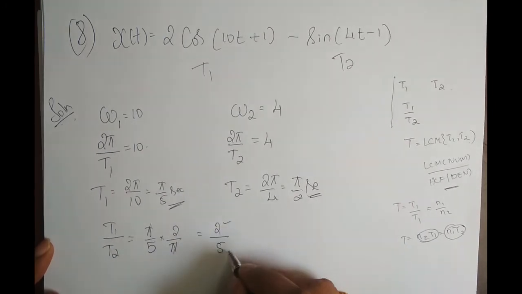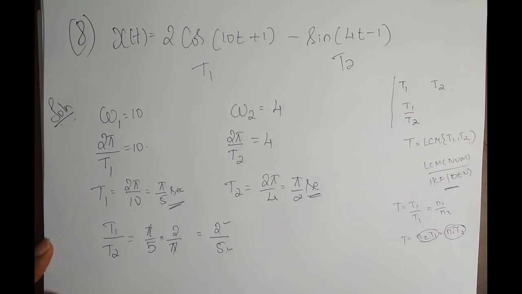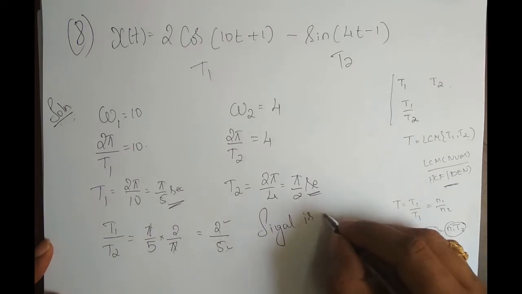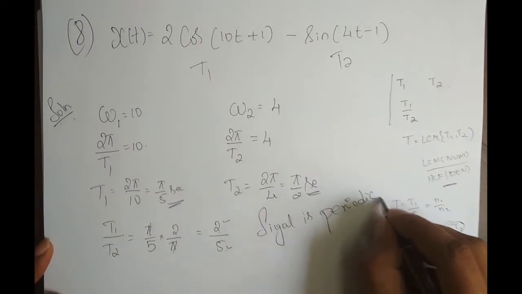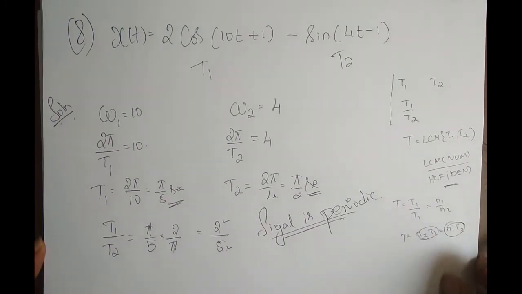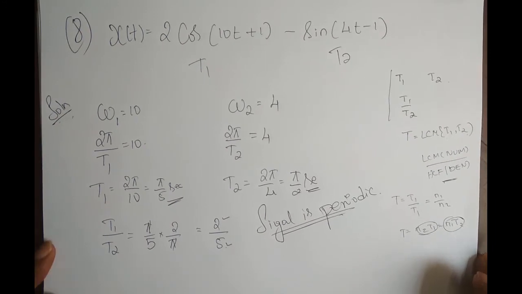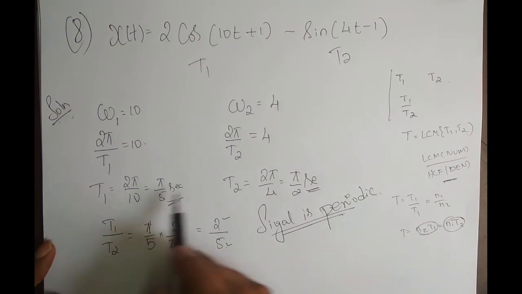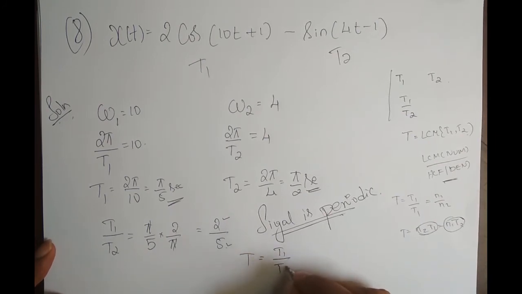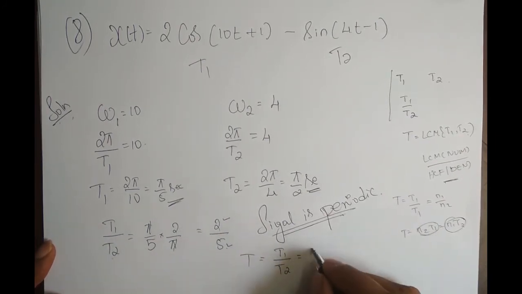Since both numerator and denominator are integers, the signal is periodic. You have to write here that the signal is periodic, because this will fetch marks. Now since the signal is periodic, I have to find its fundamental period. One way is to take the LCM of T1 and T2, where T1 is pi by 5 and T2 is pi by 2, or I'll use the cross multiplication method. T1 by T2 is 2 by 5.